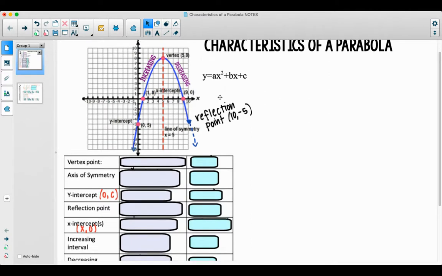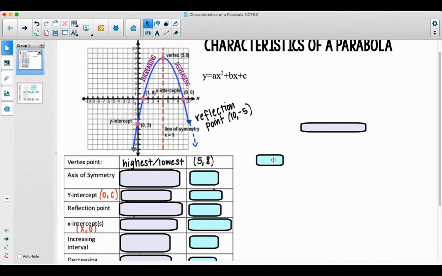So going through our definitions, the first one is a vertex point. Well, the vertex point is just your highest or your lowest point. Think your minimum or your maximum. In this example right here, we have a maximum point for that vertex at the point (5, 8).